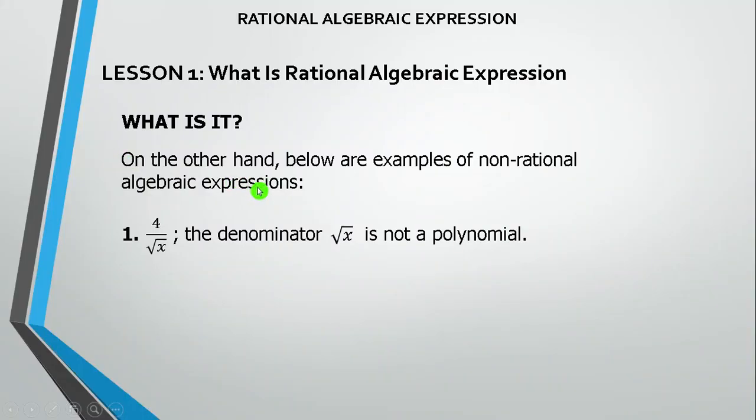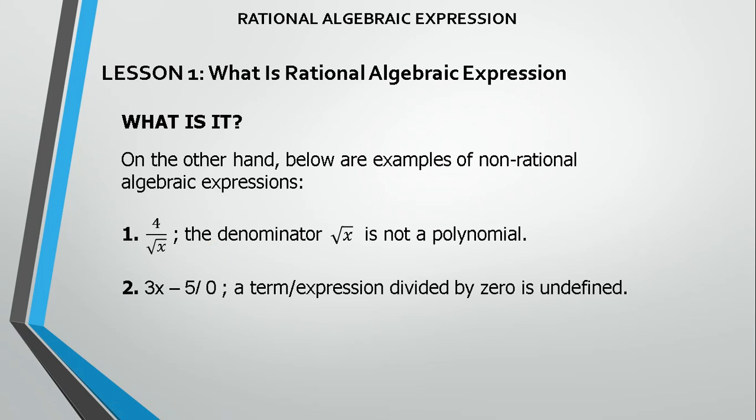On the other hand, below are examples of non-rational algebraic expressions. For number 1, we have here 4 over square root of x. So the denominator, square root of x, is not a polynomial. So therefore, this is not a rational algebraic expression. And for number 2, 3x minus 5 over 0. So the denominator is 0. So a term or expression divided by 0 is undefined.